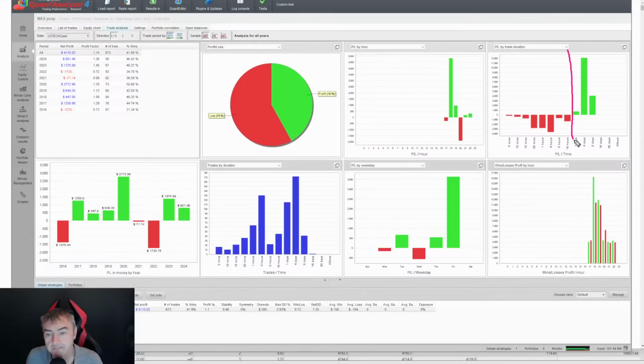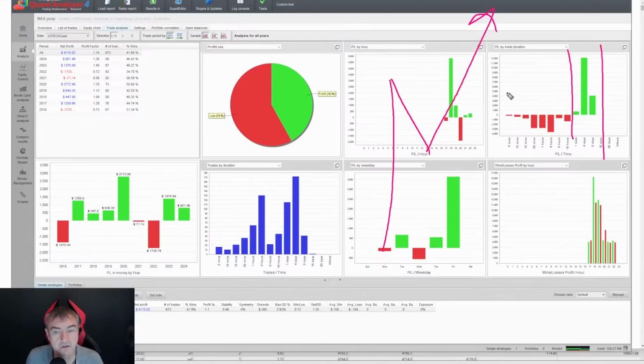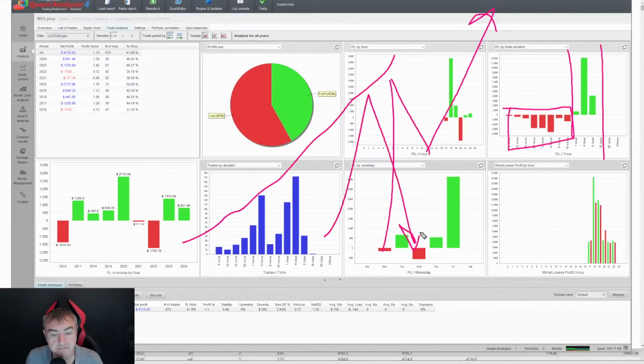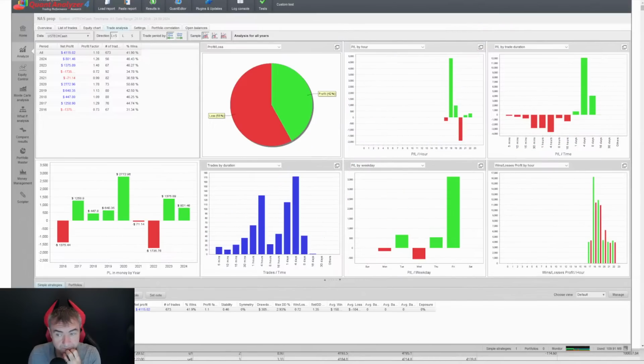Look at where the winners come. Between 1 to 8 days. So when you get the propulsion gap breakout, retest and go, you're holding these. That's where your winners come. These, it doesn't work because it's just mean reverting too quick.